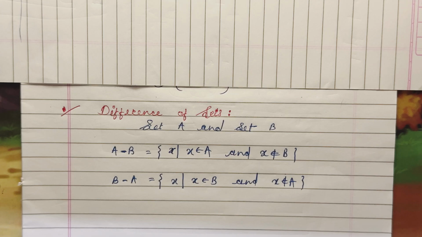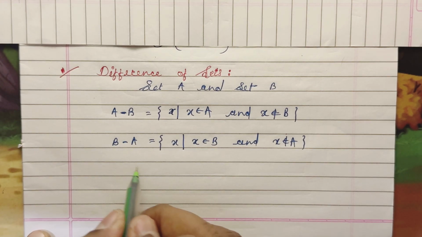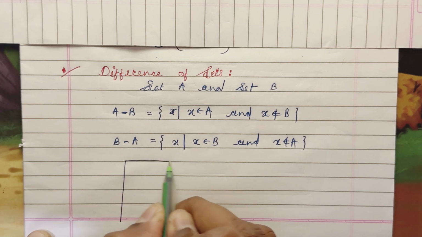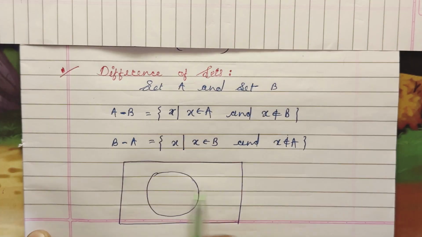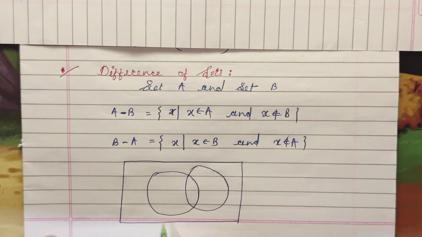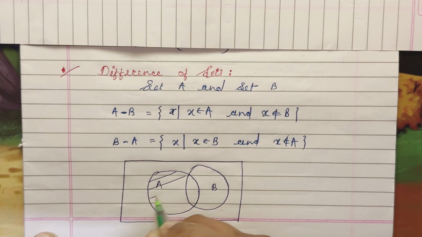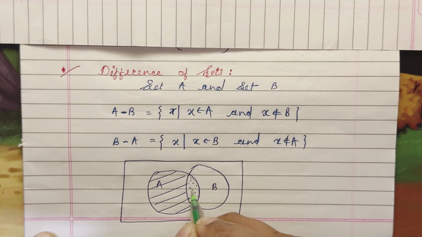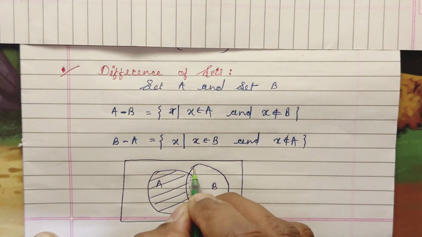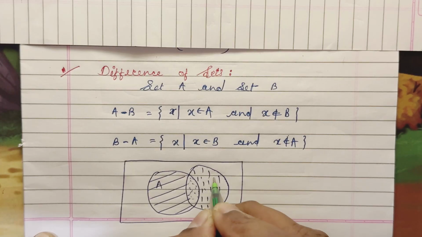If you want, you can understand it with a Venn diagram. Let me draw the Venn diagram so the concept is easier to understand. This one is set A, this one is set B. I'll shade the parts differently so that the difference between the two sets is easy to understand.